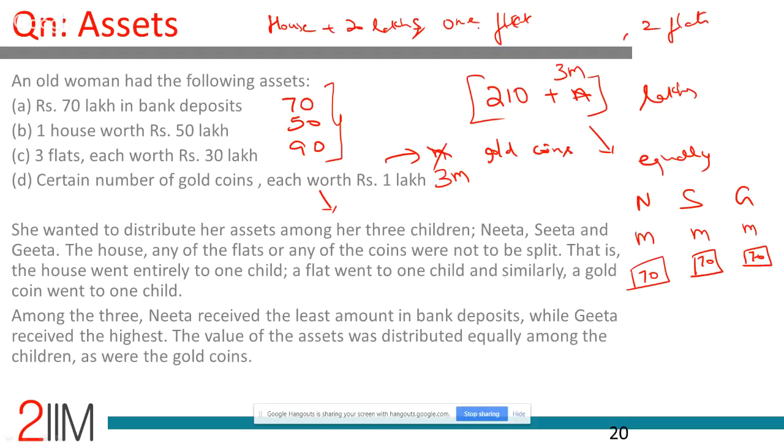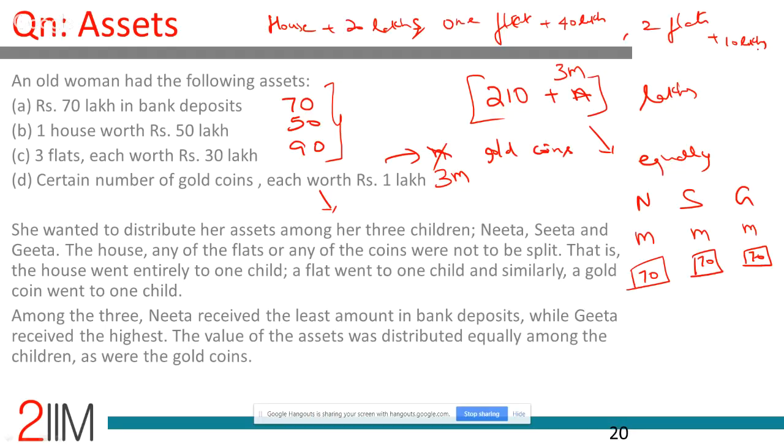One who gets 1 flat, that is worth 30 lakhs, so she should have got 40 lakhs in bank deposit. The one who gets 2 flats should have got 10 lakhs in bank deposits. I think we are done here. Beautiful question. But if you rejig this as 210 plus 3m, you're just walking away with the answers.